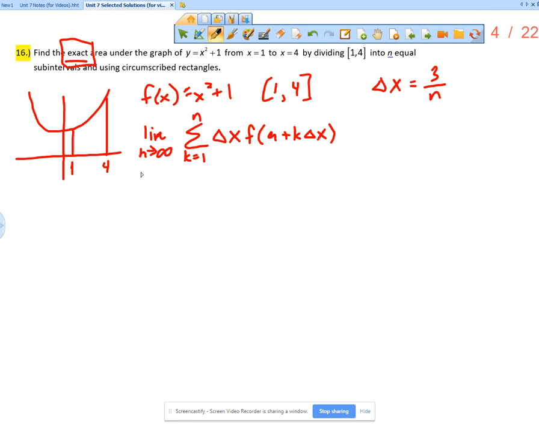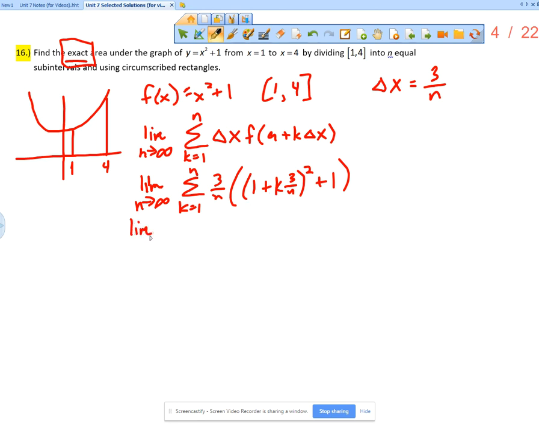We're going to insert that information and remember that f is x squared plus 1. So we evaluate the limit as n approaches infinity of the sum from k equals 1 to n of delta x, which is 3 over n, times the function. We take x, which is a, in this case 1, plus k delta x, which is 3 over n, quantity squared, that's x squared, plus 1. It's very important to remember that the 3 over n is distributed through everything here, including the plus 1 at the end. Now this is what we want to evaluate.